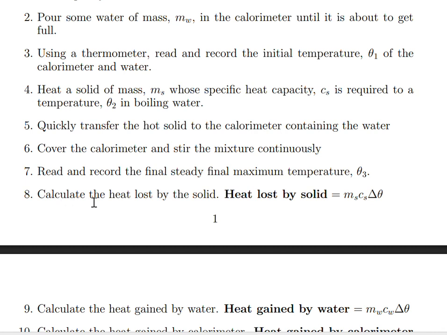So the next step would be for us to calculate the heat lost by the solid. Remember, the water and the calorimeter are at relatively low temperatures compared to the solid that has been heated, and therefore the solid will lose part of its heat to the water and the calorimeter. Therefore the heat that is going to be lost by the solid will basically be the mass of the solid times the specific heat capacity Cs times the temperature difference dθ.